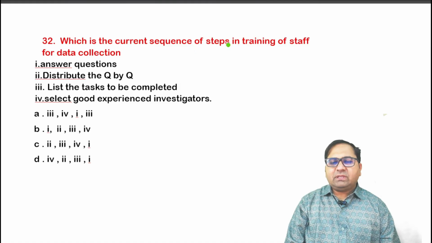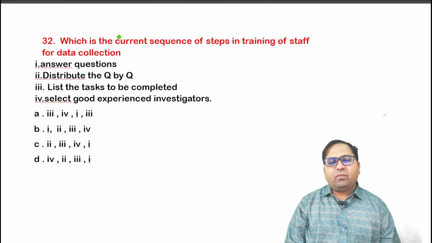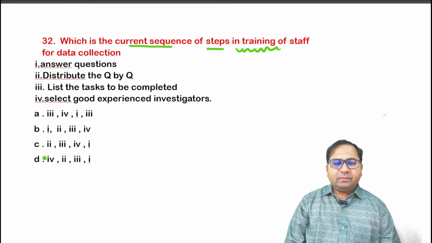Which is the correct sequence of steps in training of staff for data collection? Let us see the statements. First one is answer the questions. Second statement is distribute the Q by Q. Q by Q is question by question guide. Third one is list the tasks to be completed. And the fourth statement is select good experienced investigators. So, what is the correct sequence of steps in training of the staff for data collection?